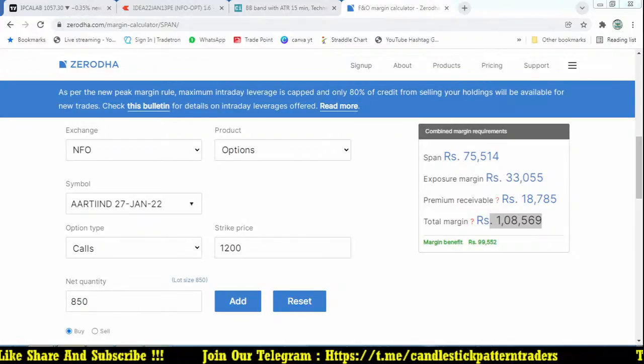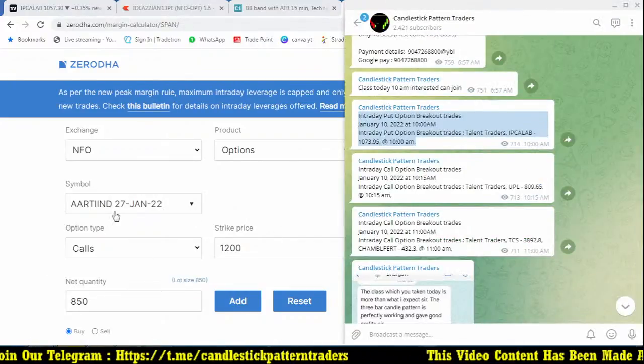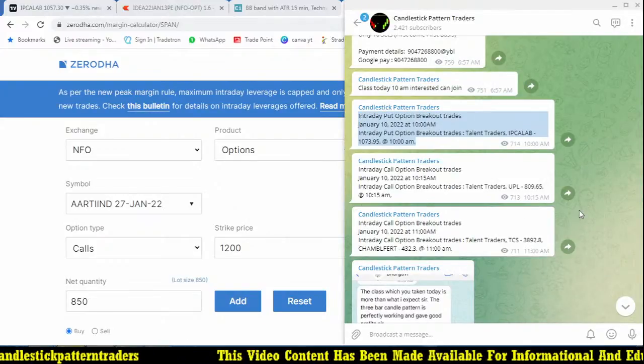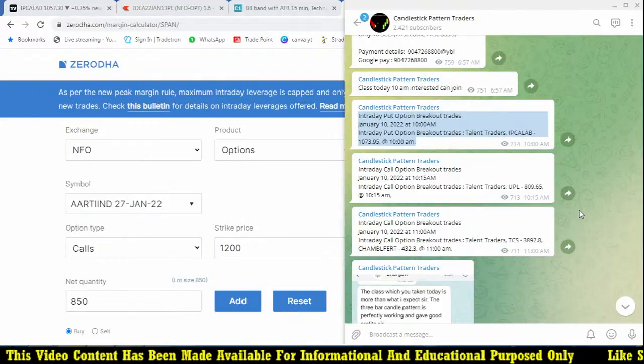Which scanner? It's a free scanner. I am already sending the stocks filtered by the scanner in real time on my Telegram channel. Then why do you need the scanner? That scanner I have already updated on the Telegram channel.